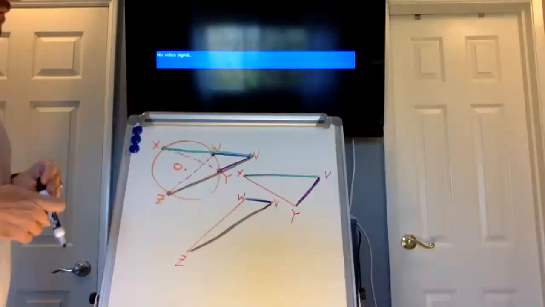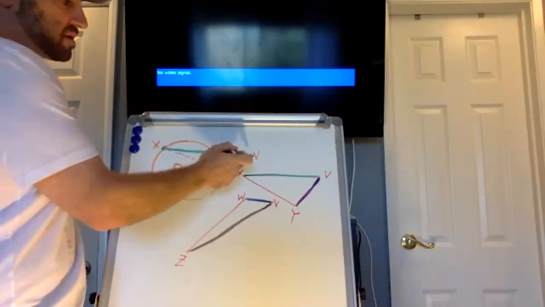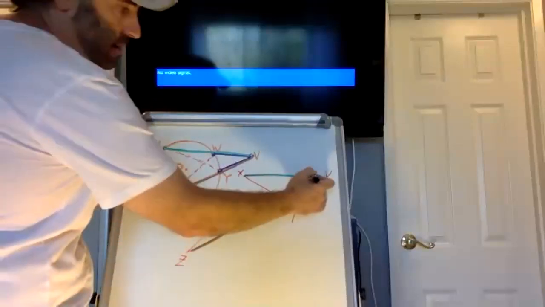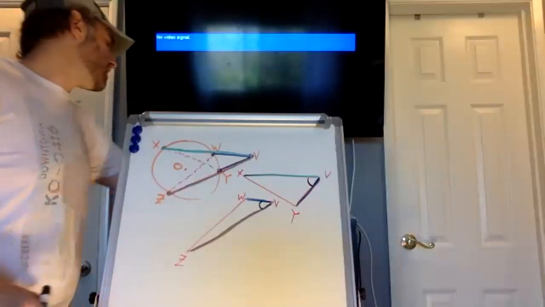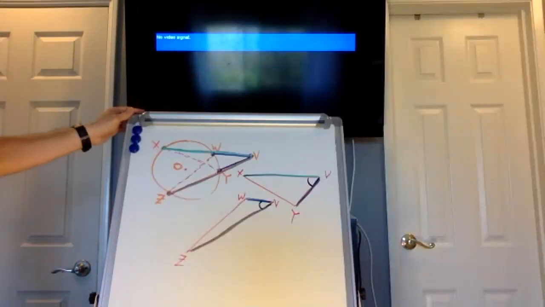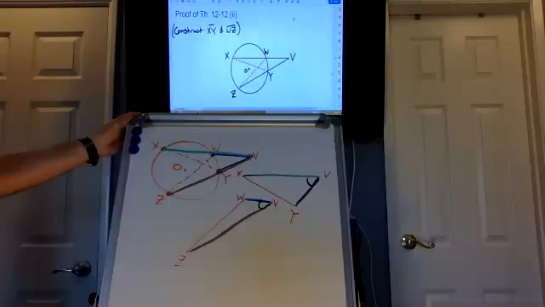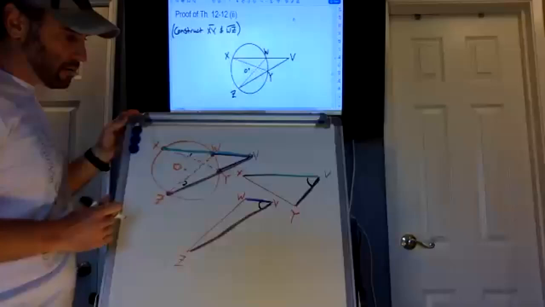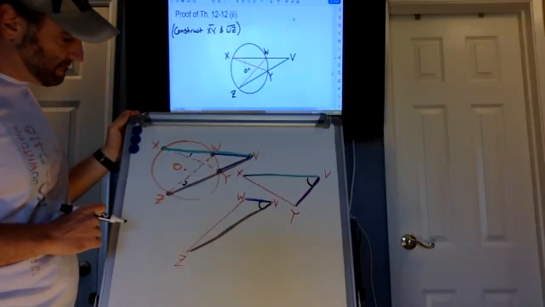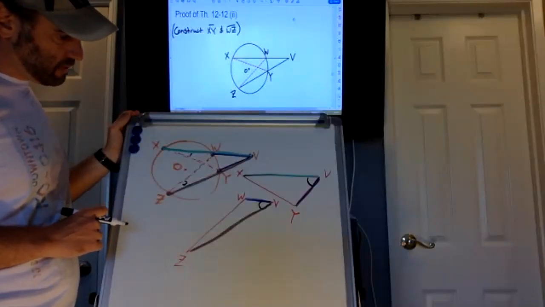All right, so the first thing I'm going to do is say that V is congruent to itself by the reflexive property. Now I have one angle, all I need is another angle. Okay? Now, let's go into the circle here. You could have angle Y is congruent to angle W because they both intercept arc XZ, right?